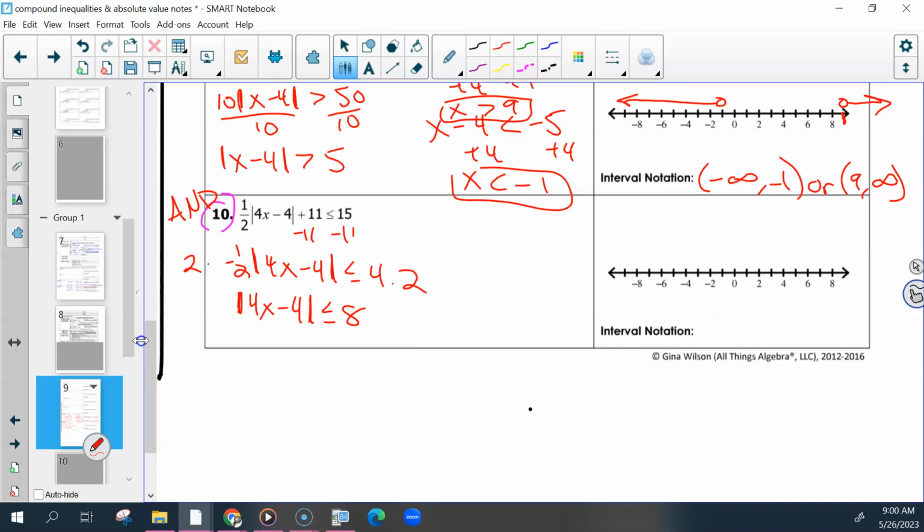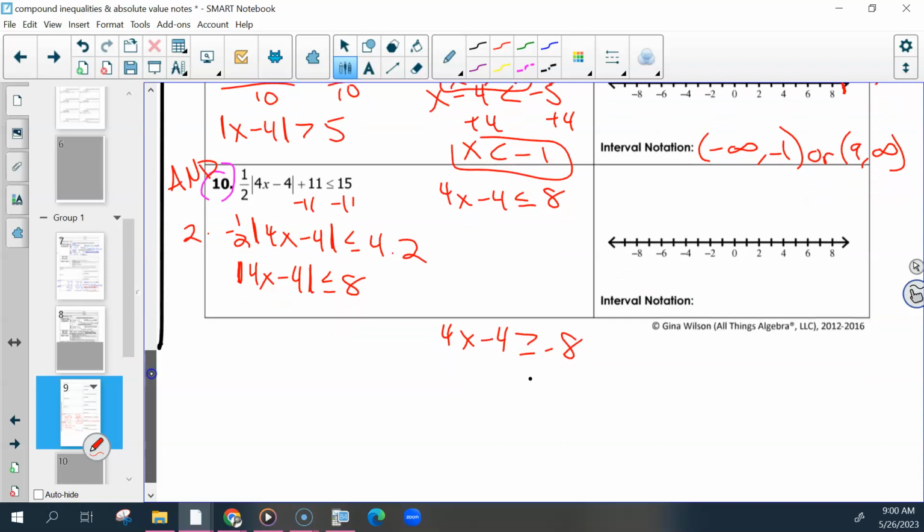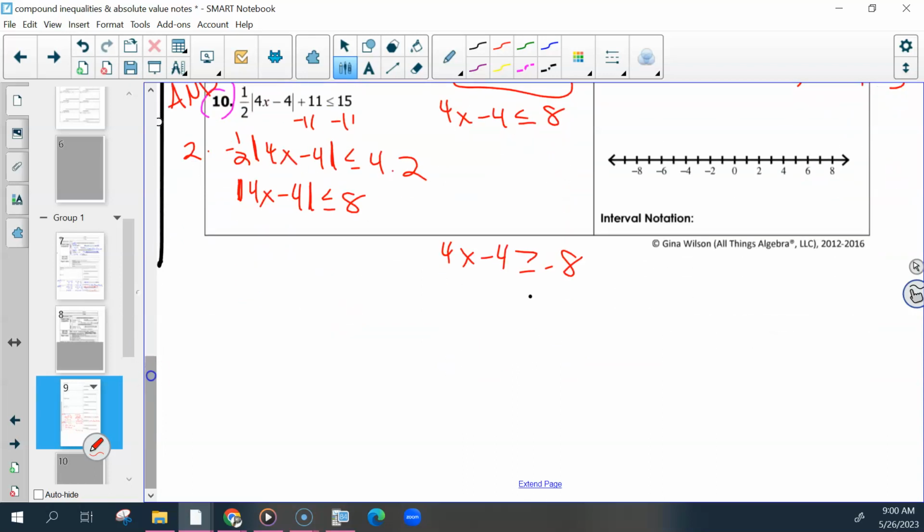So set two cases, drop the absolute value signs. 4x minus 4 is less than or equal to 8, and 4x minus 4 is greater than or equal to negative 8. And solve both.